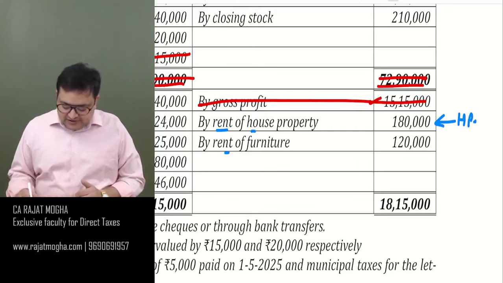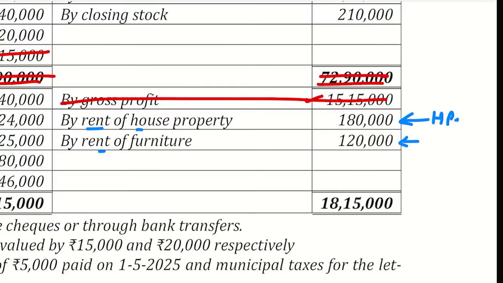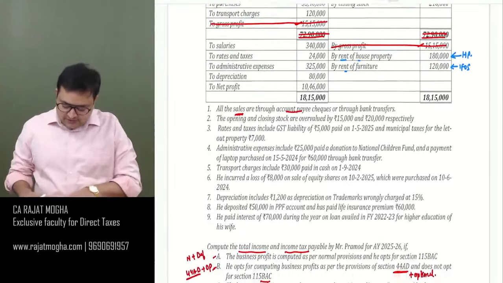Then, rent of furniture. Guys, what do you think? Is rent of furniture a PGBP income or something else? What is your opinion? Very good, Santosh. It should go in IFOS. Everyone good. It is an IFOS income. Kishore, Darshni, good. It should be IFOS income. Correct, Hari. Okay.